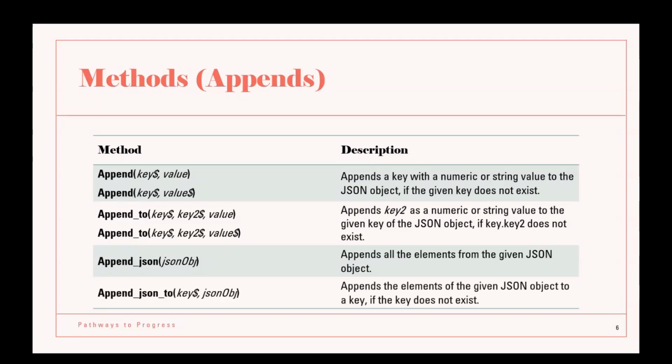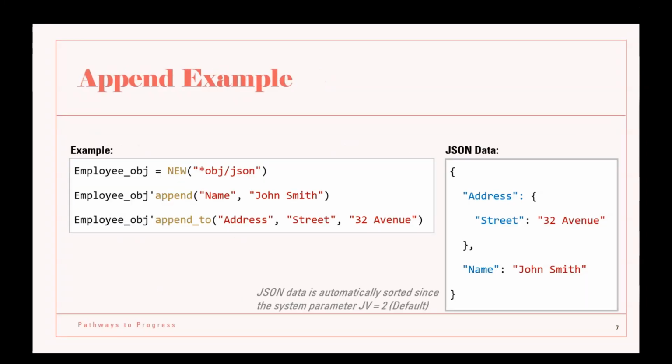And with the append JSON 2, you also have the option to append the data from another JSON object to a specified key, kind of like the append to. So let's see a quick example of this.